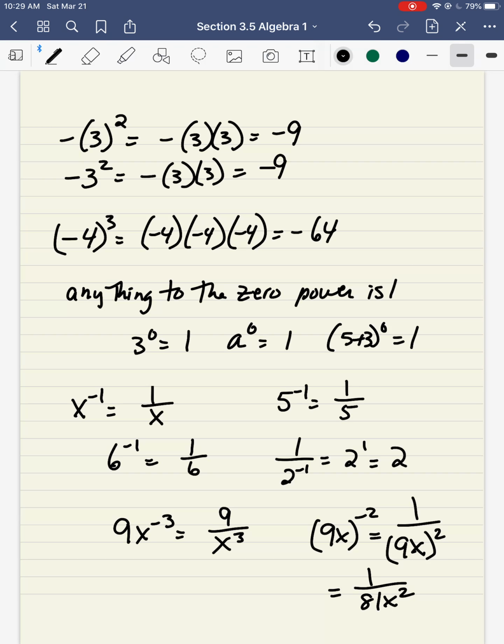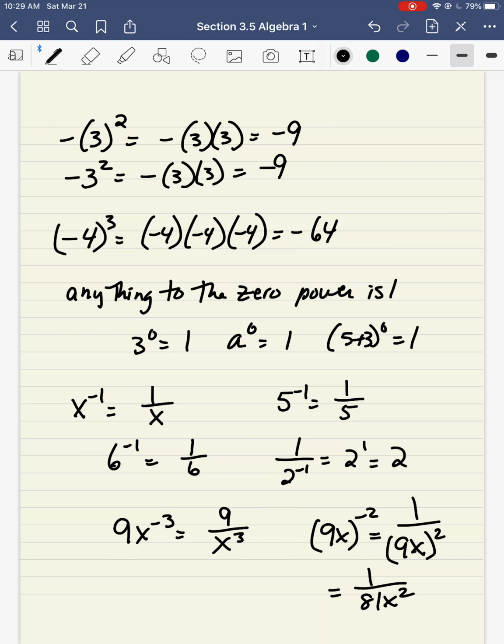X to the minus 1, when you have a negative exponent, it makes a fraction to the positive exponent. So x to the minus 1 is equal to 1 over positive x to the 1. 5 to the minus 1 would be 1 over 5. 6 to the minus 1 is 1 over 6. If you have the negative exponent in the denominator, it means it goes up to the numerator. So 1 over 2 to the minus 1 is actually 2 to the first, or it's a 2.